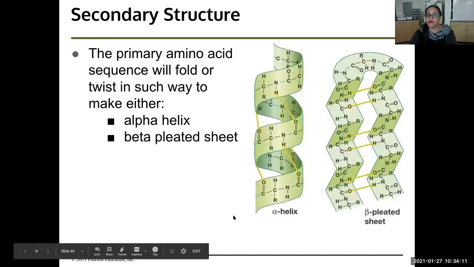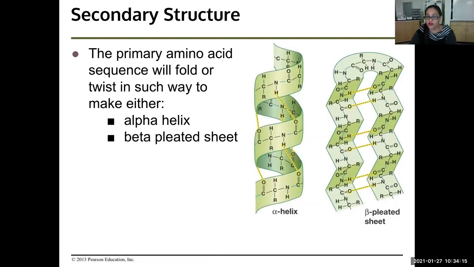Secondary structure. The primary amino acid sequence will fold or twist in such a way to make either an alpha helix or a beta pleated sheet. So you have the primary structure, just the order of amino acids. The way they interact with each other will form one of these two shapes. And this is called the secondary structure.